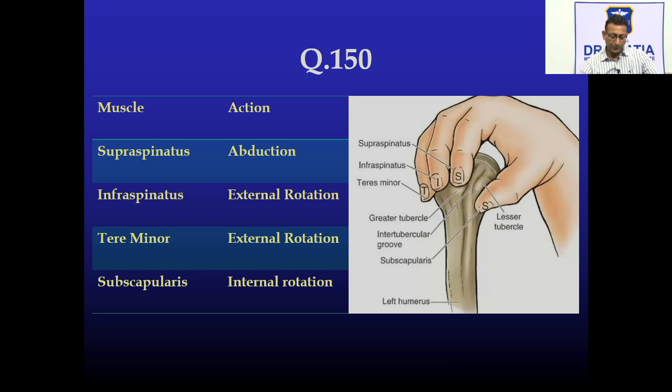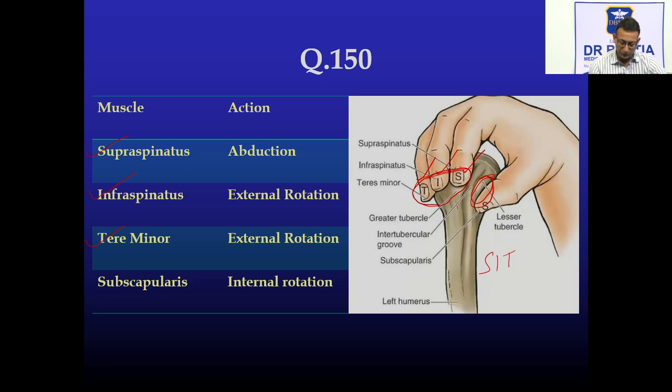So, if you see this picture, this is the lesser tuberosity of the humerus and this is the greater tuberosity. On greater tuberosity are attached supraspinatus, infraspinatus and teres minor. On lesser tuberosity is attached subscapularis. So, if greater tuberosity is avulsed, supraspinatus, infraspinatus and teres minor will be avulsed. So, whatever movements they are causing will not happen at the shoulder joint.